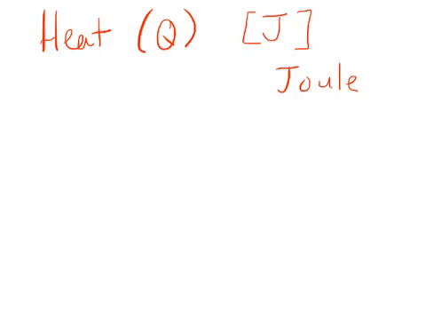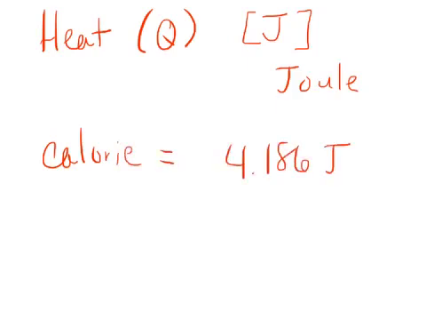If you look at, for example, food labels and you look at a nutrition label, you'll see calories on there. Calories are energy. A calorie is just a different type. So for example, a calorie is equivalent to 4.186 joules.